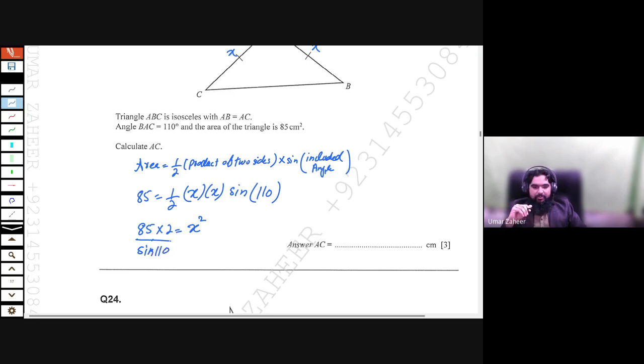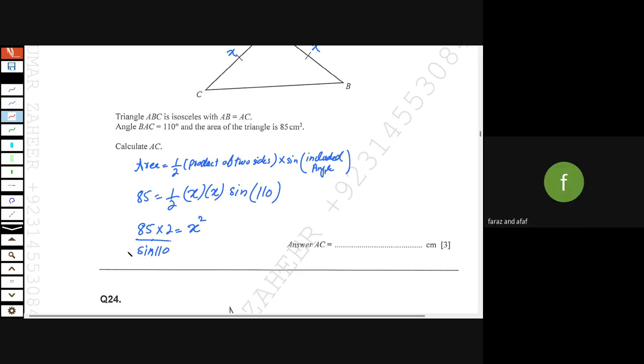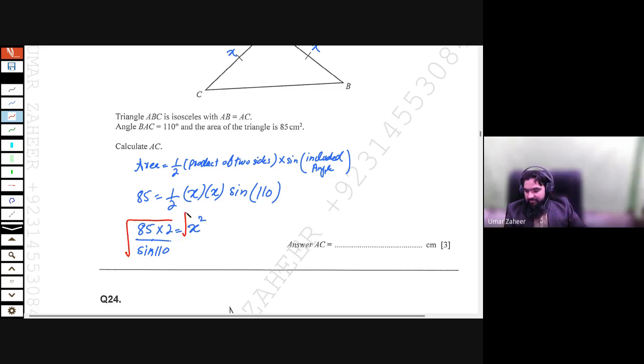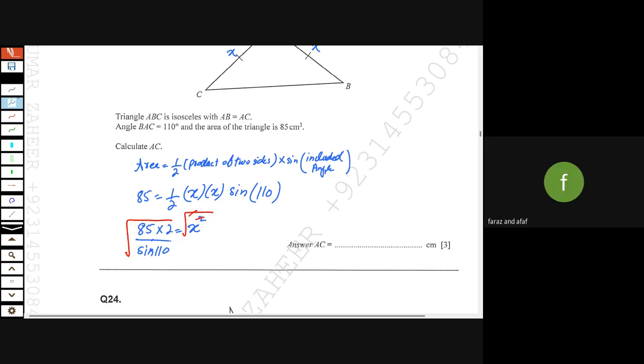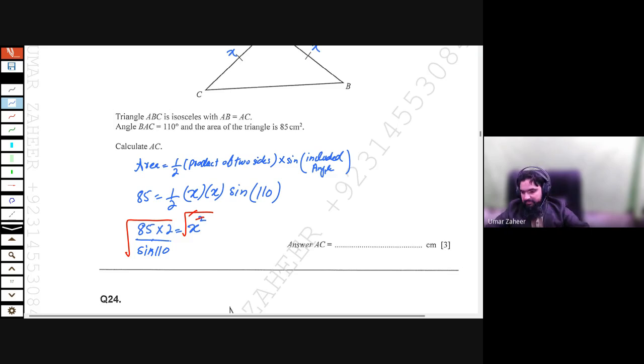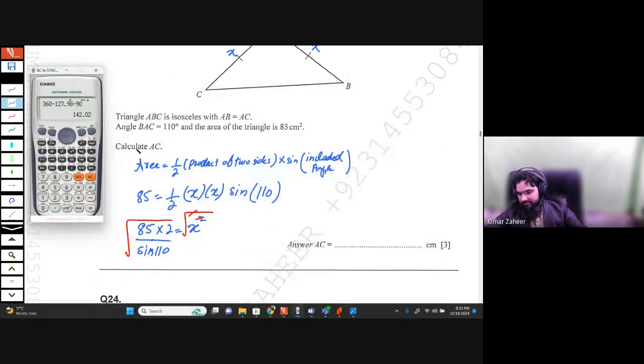Now we have a square on x. I want to remove it. What do I have to do? Yeah, we have to take the square root on both sides. So we'll get the required answer. So we have a square root. Just find the value of 85 multiplied by 2.